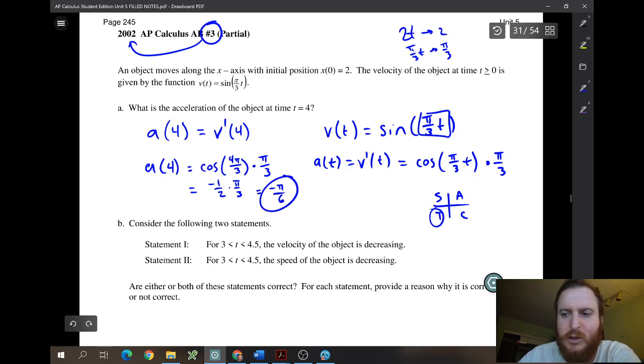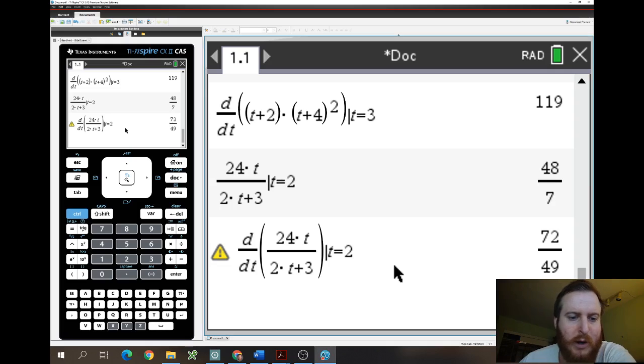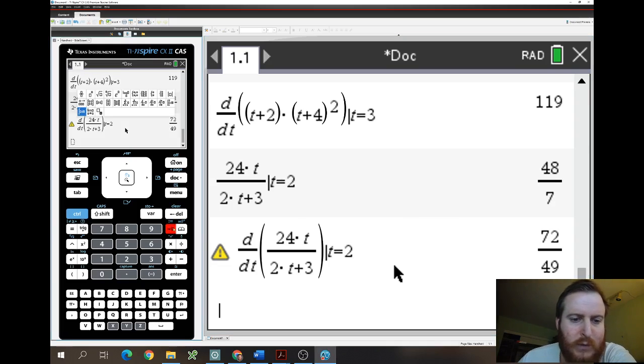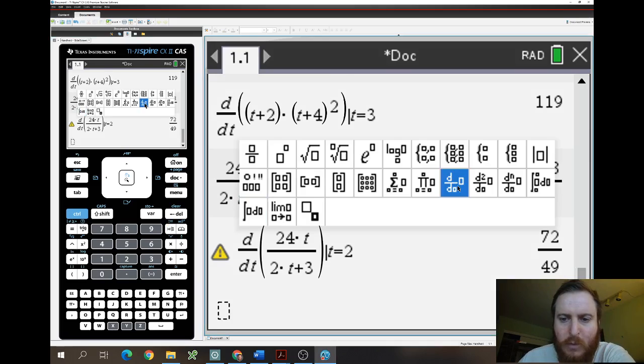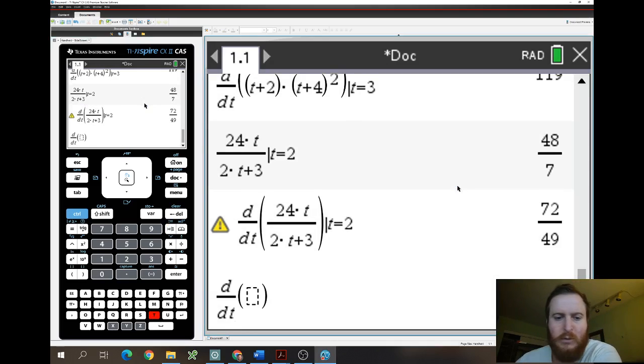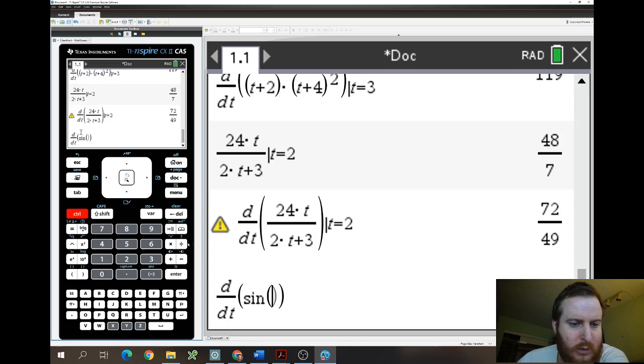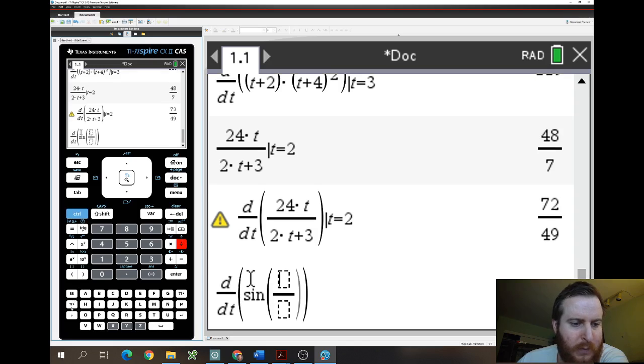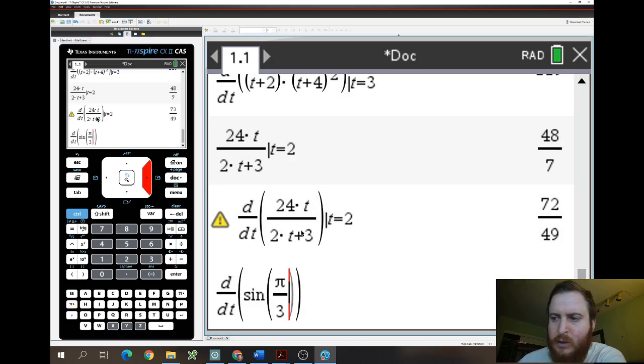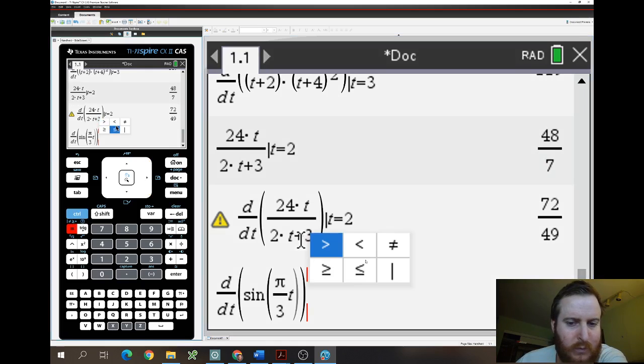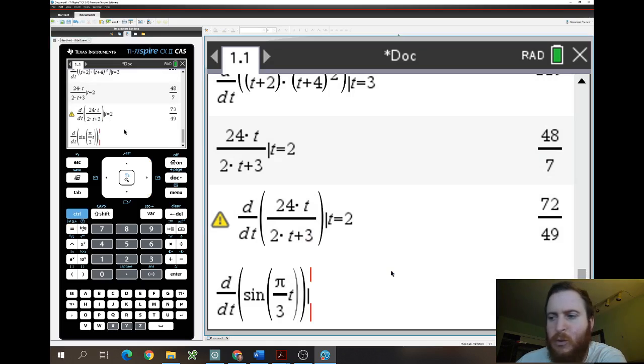Now, you could have also just done this on the calculator, right? So on our calculator, we would have done our derivative tool. The derivative with respect to t of sine, don't type it, use the trig, sine of control divide. There's our pi button down on the bottom left. So pi over 3 times t. And we want to do it at time equals 4, right?